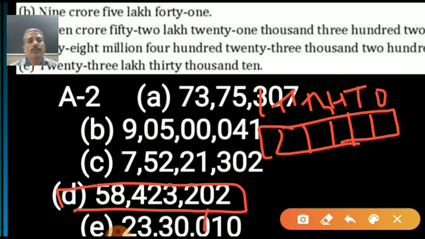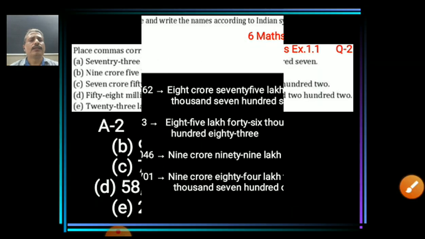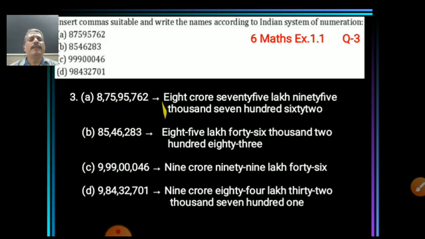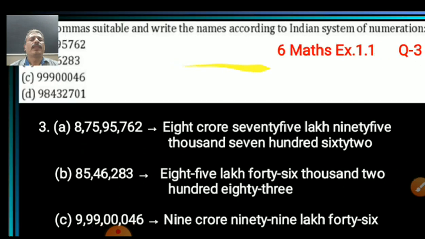Okay students, this is called the abacus. Let's see question number 3. Very easy question students. Insert commas suitable and write the names according to Indian system of numeration. See, there are 4 questions. Question number 1A.